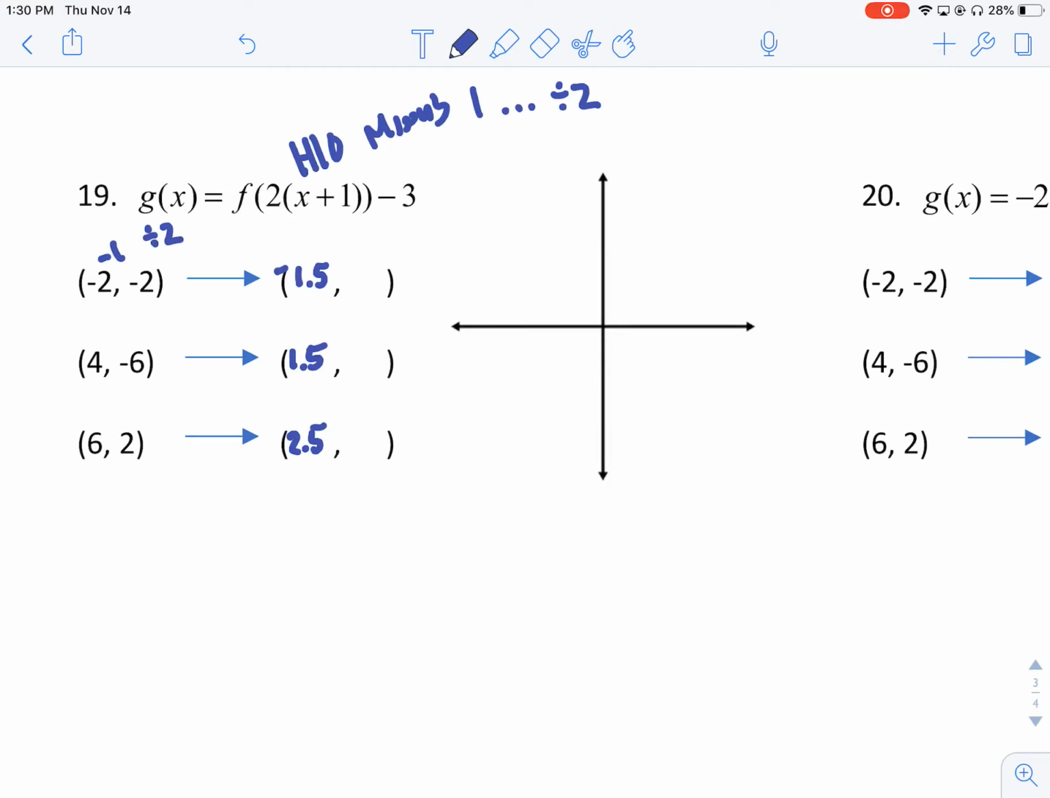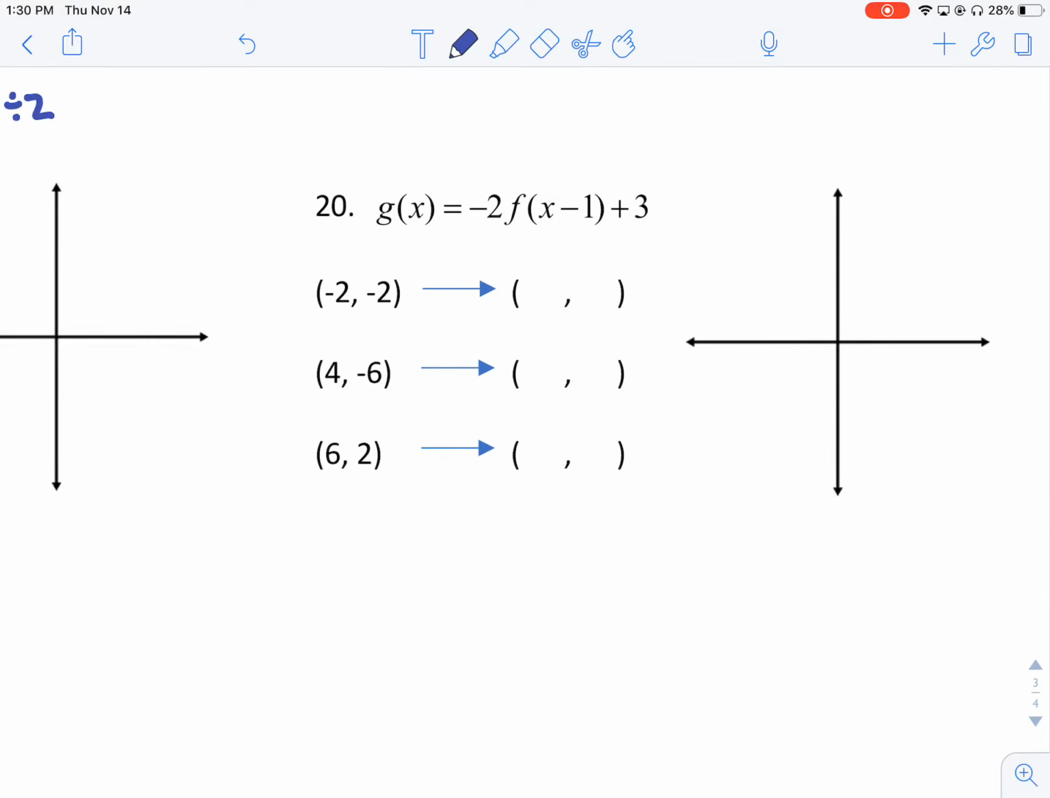Okay, and then the y's, I do vertical outside same, so I'm going to minus 3 on all the y's. So minus 3, minus 3, minus 3. That's going to give me negative 5 there. Negative 6 minus 3 is going to give me negative 9. And 2 minus 3 is going to give me negative 1. So kind of ugly values on that one.